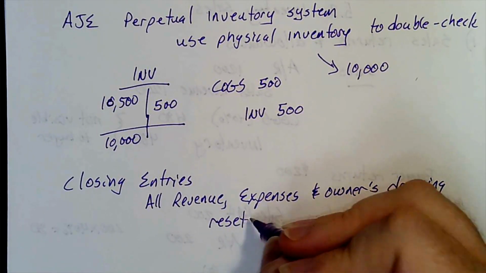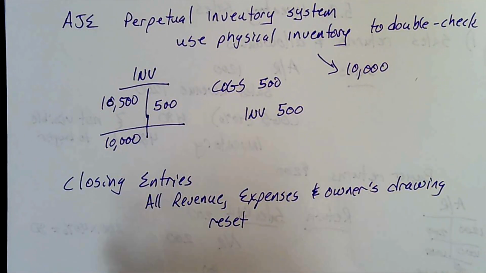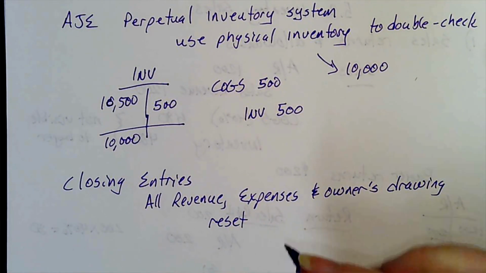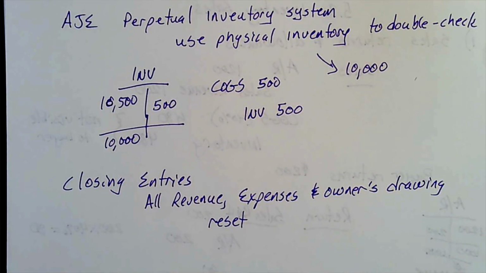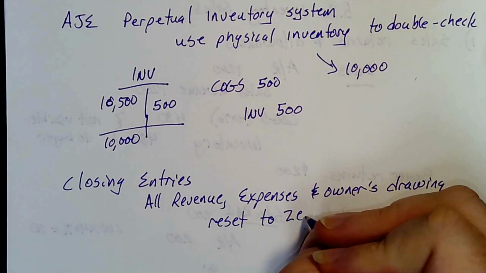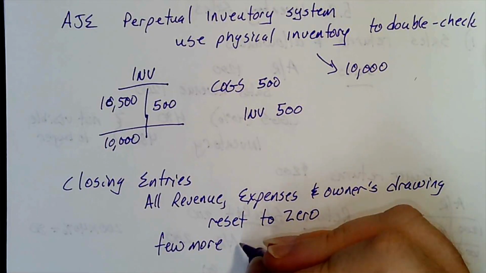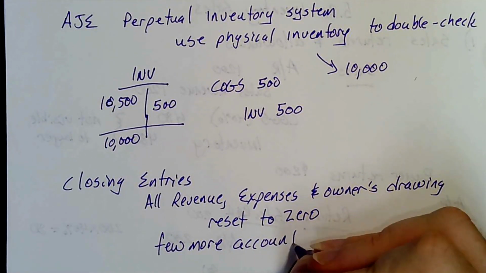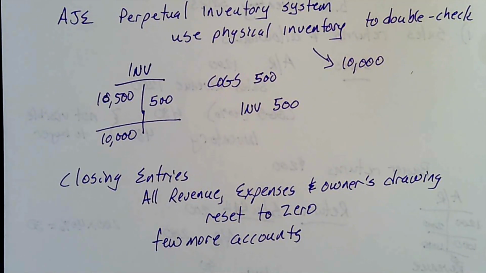Because remember, those are measured on a yearly basis. What was our annual revenue? What was our annual expense? In other words, we don't keep carrying that forward over many years. At the end of the year, we reset it to zero, and then we say January 1st, we're starting over at zero revenue, zero expenses, etc. So we reset to zero. But now that we have a few more accounts, let's take a look at what the closing entries might look like now that we have some inventory accounts to take a look at. So let me bring that up here.